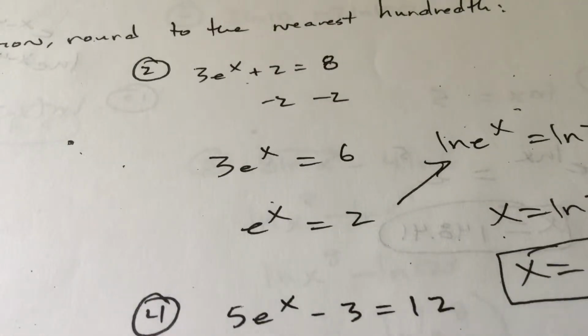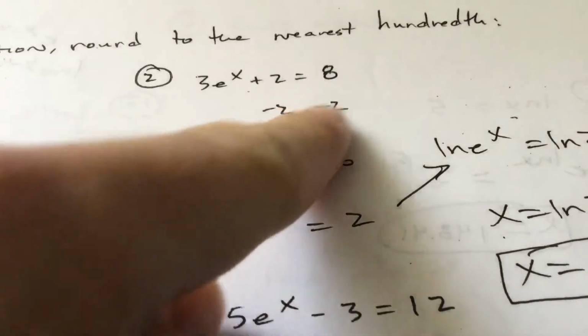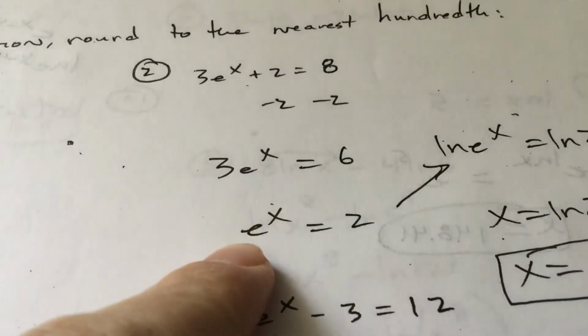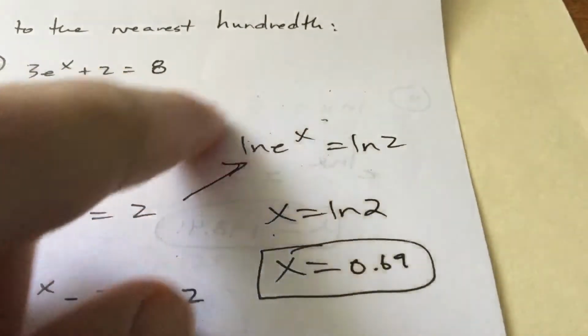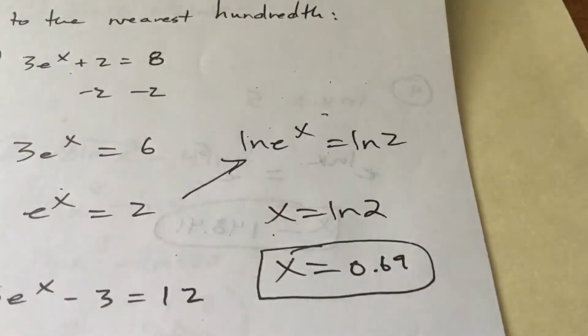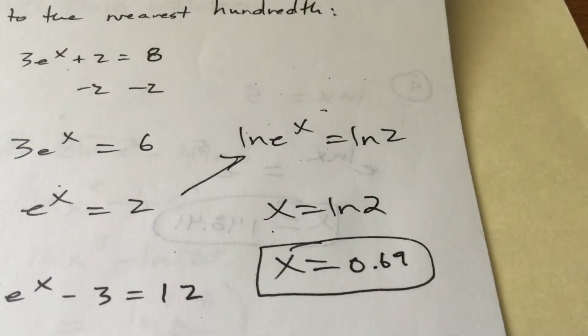We've got to get e to the x all by itself. We're going to divide. So first off, we're going to move the 2 over. Then we're going to divide both sides by 3. We need e to the x equals 2. We attach natural log to both sides. That makes that x come on down. X equals natural log of 2. X is 0.69.